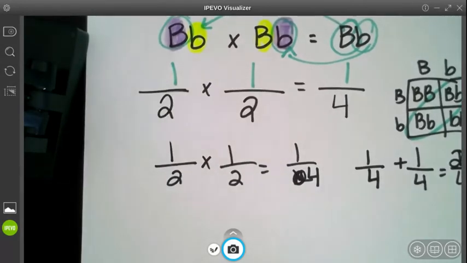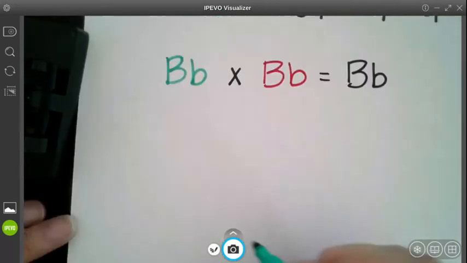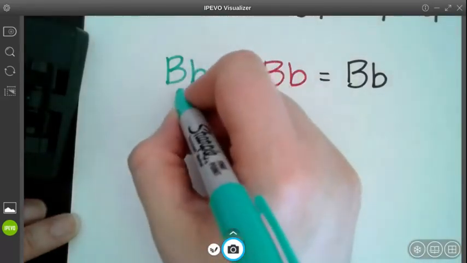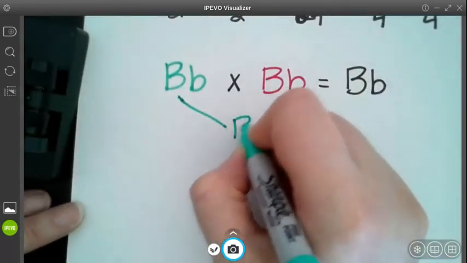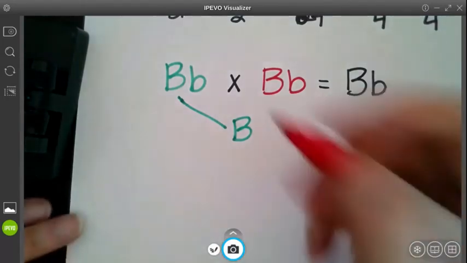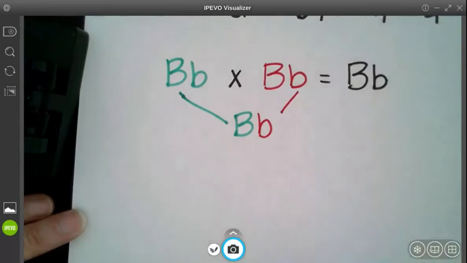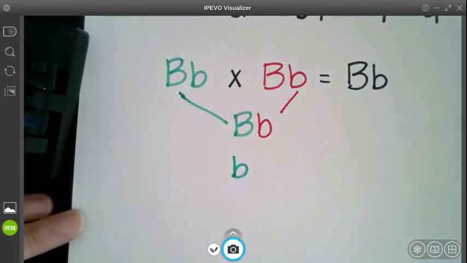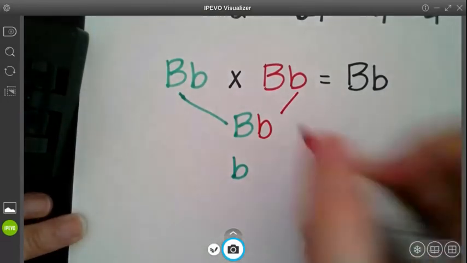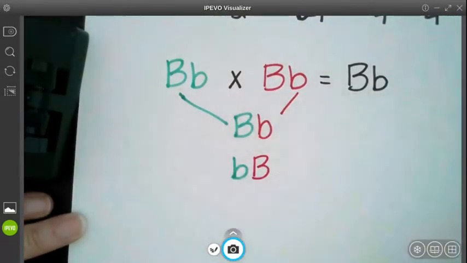I'm going to rewrite this using colors to try to explain it differently. I can get two combinations. I can get the big B from the first parent and the little b from the second parent, or I can get the little b from the second parent and the first parent, and the big B from the second, which you would just rearrange.